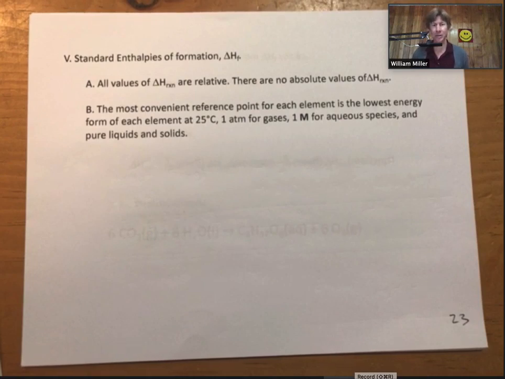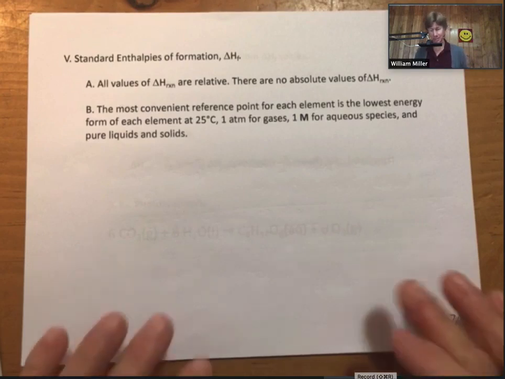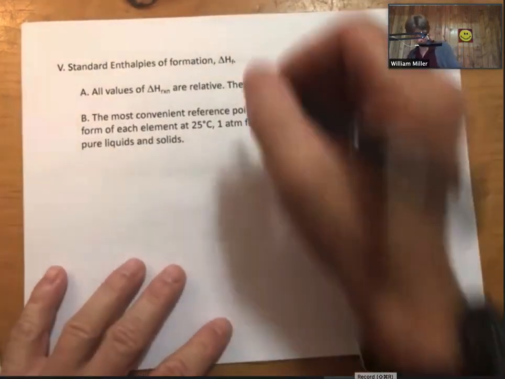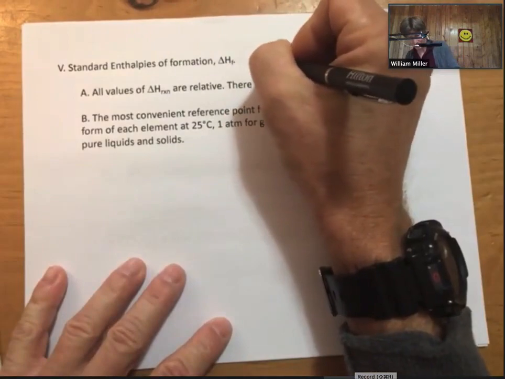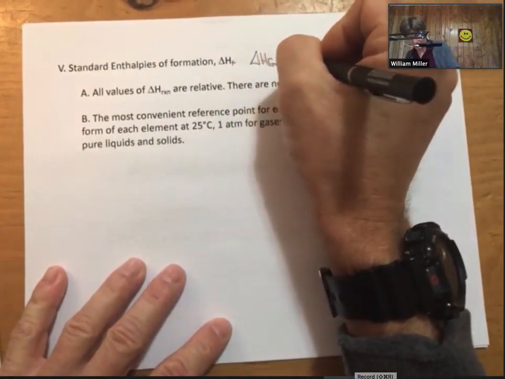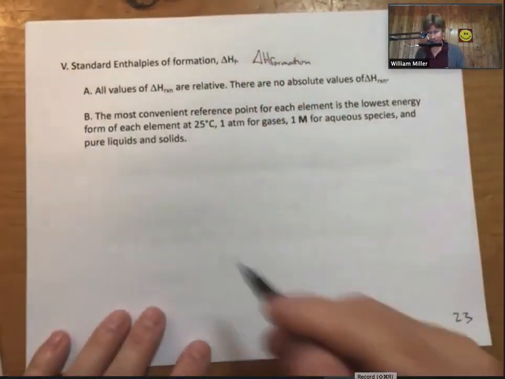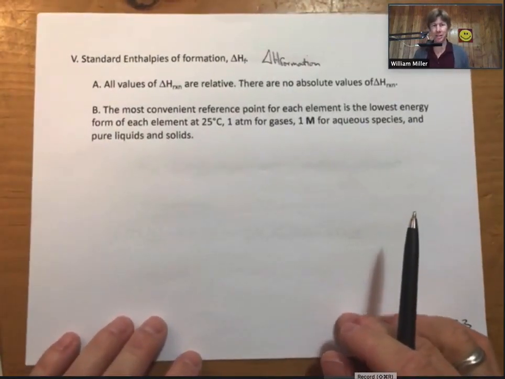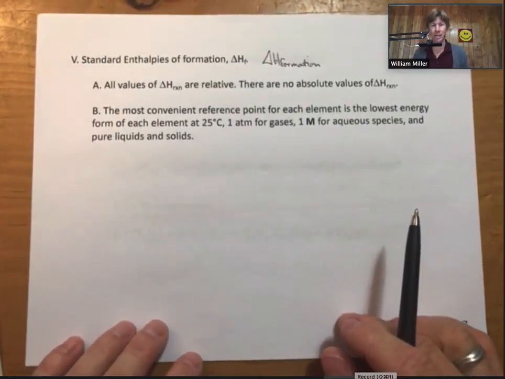Before I tell you how to find delta H reaction, I just want to tell you what delta HFs are. They are delta H of formations. Delta H formation. And all values of delta H reaction are relative. There are no absolute values of delta H reaction.